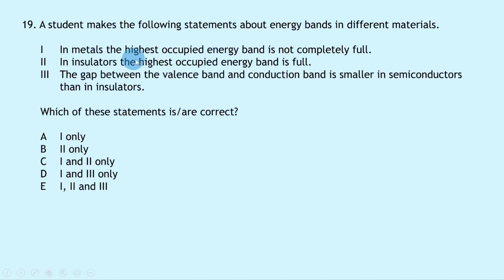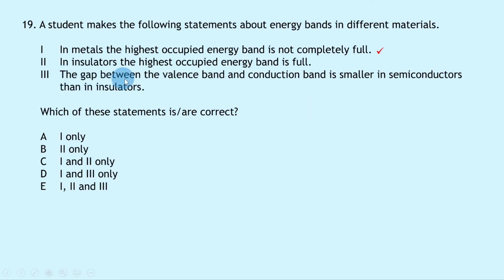So statement 1, in metals the highest occupied energy band is not completely full. Well, that is true because remember the highest occupied energy band in metals or conductors is the conduction band, and it's not completely full because if it was, it wouldn't allow electrons to move around and conduct inside the conduction band, and that's what we need for conduction to take place.